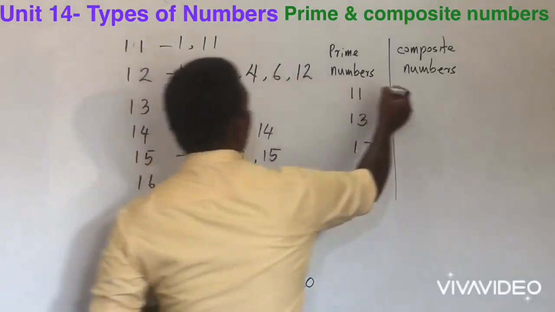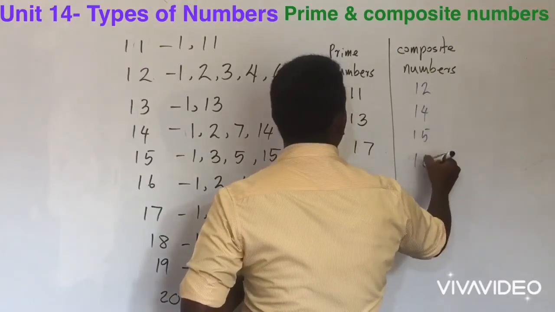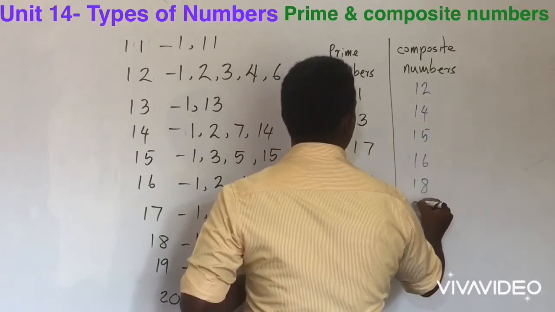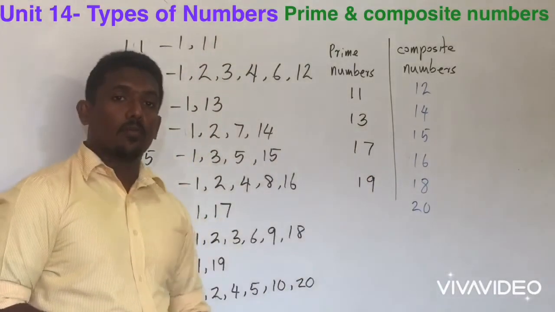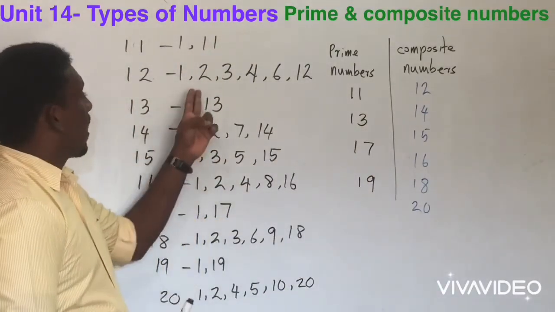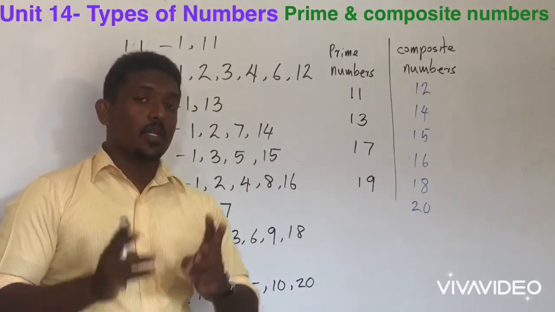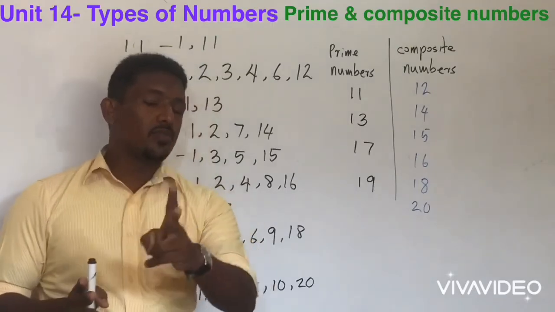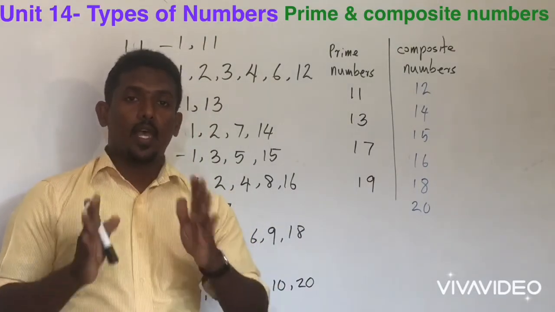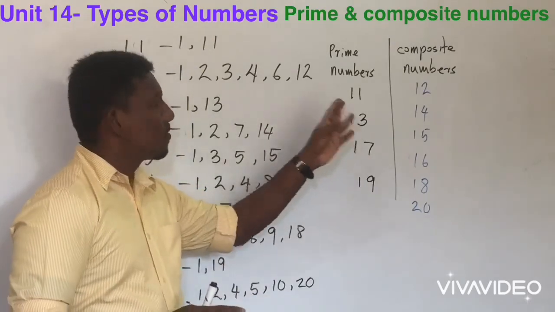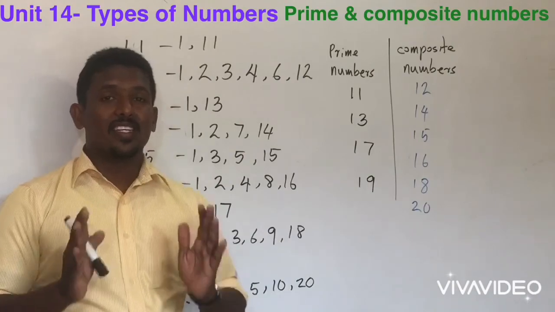They are 12, 14, 15, 16, 18, and 20, right? They are called composite numbers because they have more than two factors. Right now, can you remember, the numbers with only two different factors are called prime numbers, as well as the numbers with more than two factors are known as composite numbers.